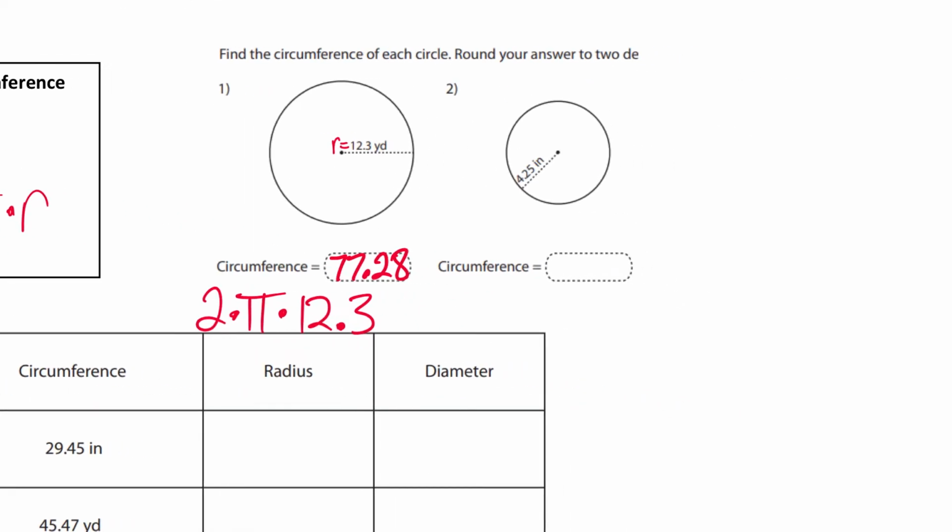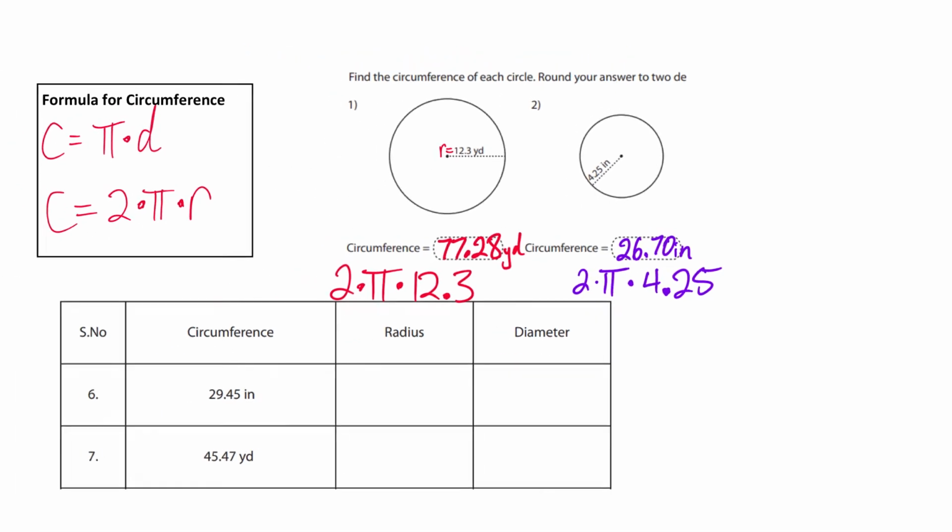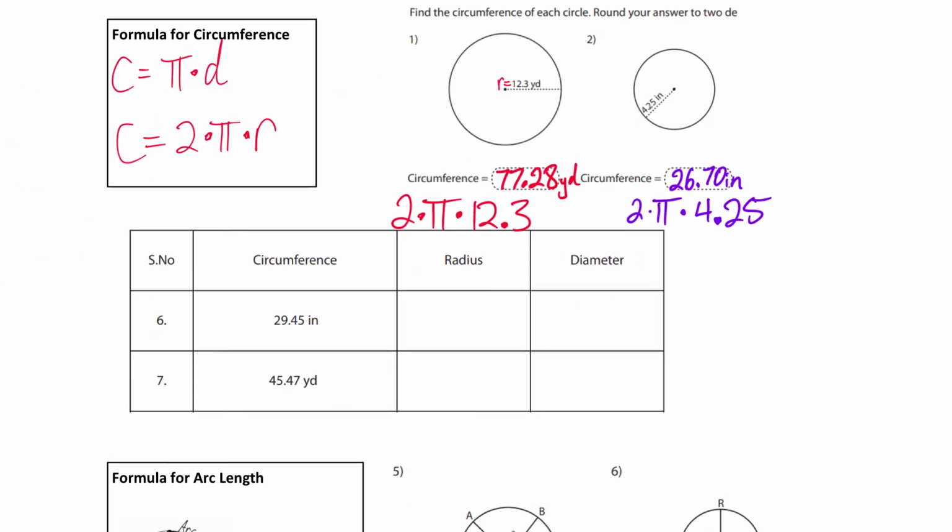Okay, on this next one, same thing. The 4.25 is the radius. So we're just going to go 2 times pi times 4.25. Okay, so easy enough there.